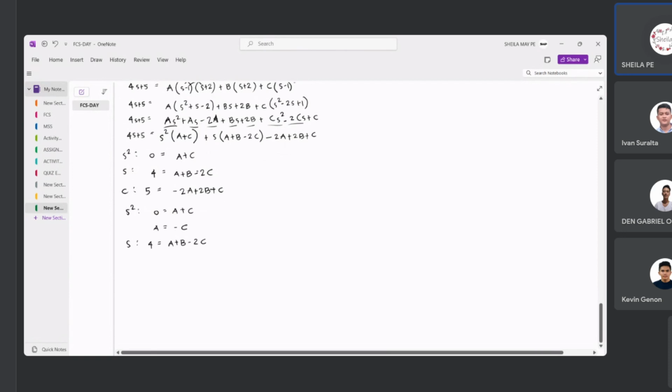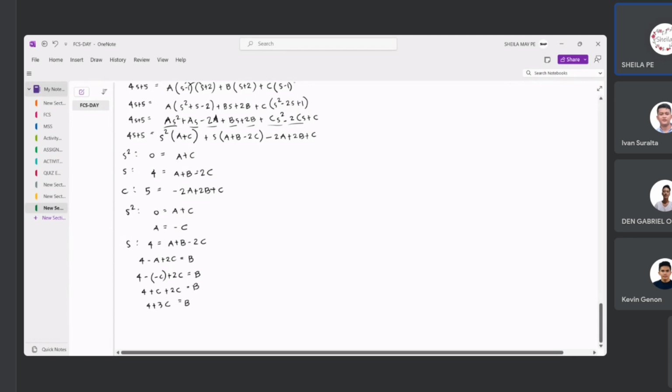In here, I want to have B. Okay, si B naman siya. So transpose anything na walay B here to the left side. So that will become 4 minus A plus 2C equals B. Okay, remember A is negative C. So negative C plus 2C equals B. Okay, that's 4 plus C plus 2C equals B. So that's 4 plus 3C equals B.